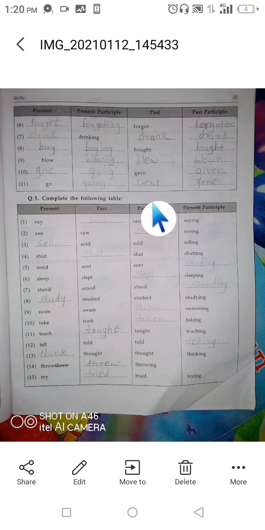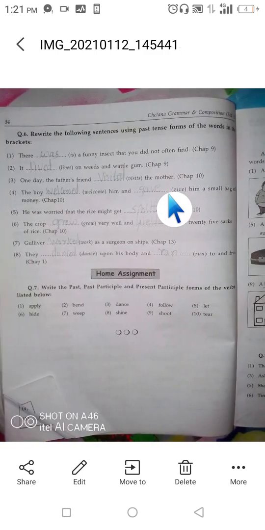Then complete the following table. Again you have to see the table, and then you have to complete this table. That is say, past tense will be said, past participle will be again said, and the present participle will be the saying. I am going to erase all these things and just you have to write again in your notebook.